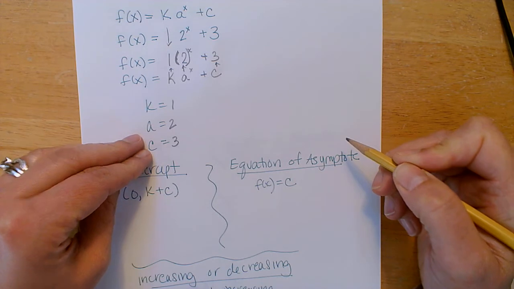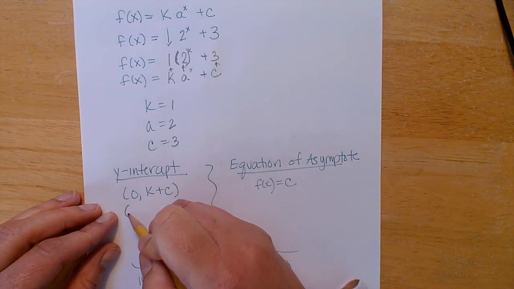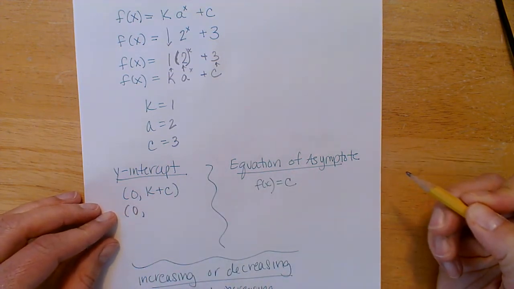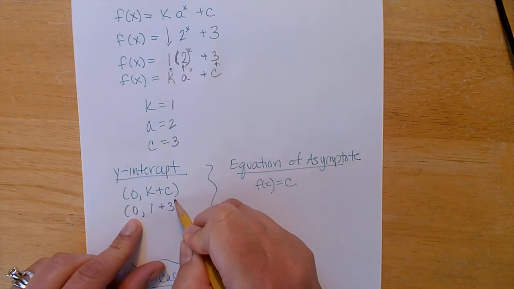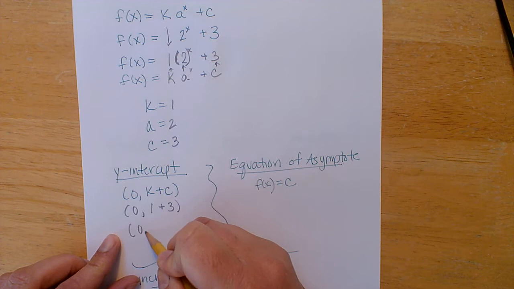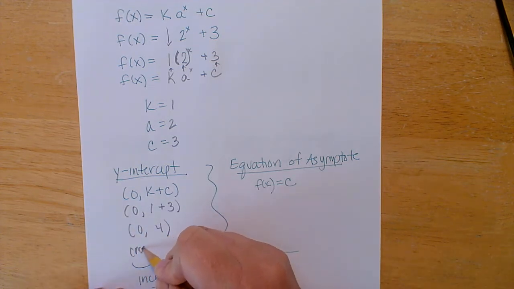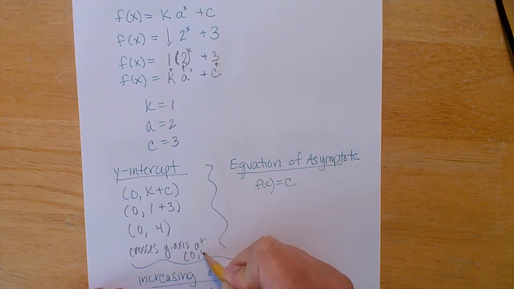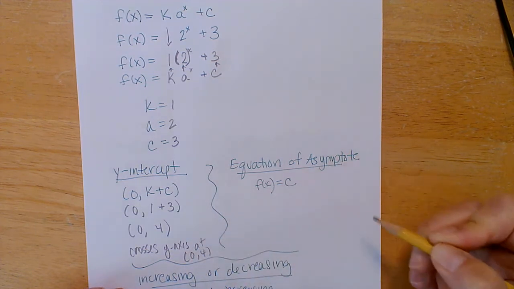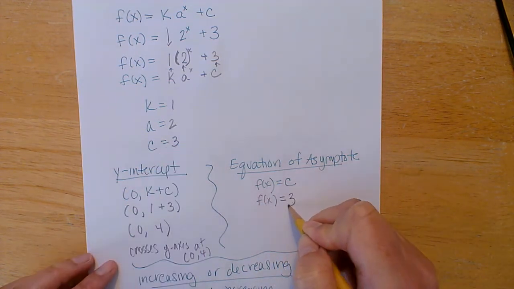Now that we have these numbers, we can find our y-intercept. Y-intercept is a point, the point where it crosses the y-axis. Well, x is always going to be 0. We have to take the numbers of k and c, 1 and 3, and add them together. Please do not forget to add them together. It's a point, so the point where it crosses the y-axis is 0, 4. Okay, let's find the equation of the asymptote. F of x equals c, f of x equals 3.